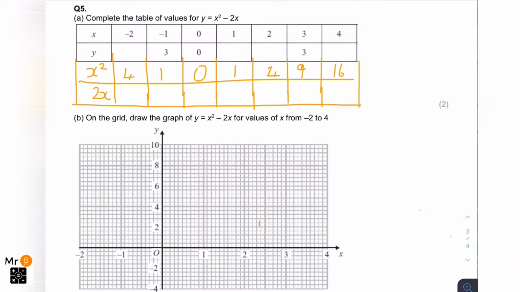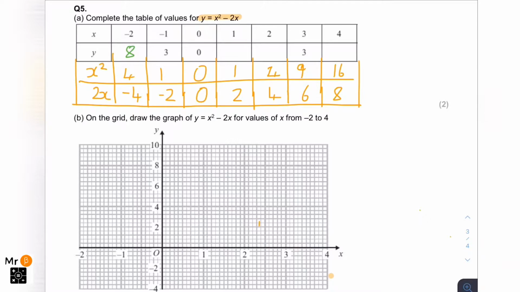And then 2x, we just need to double our x value. So minus 4, minus 2, 0, 2, 4, 6 and 8. Now the equation tells you to do x squared subtract 2x. So we need to do 4 subtract negative 4, which gives us the answer of 8, because we remember two negatives next to each other give you a positive.